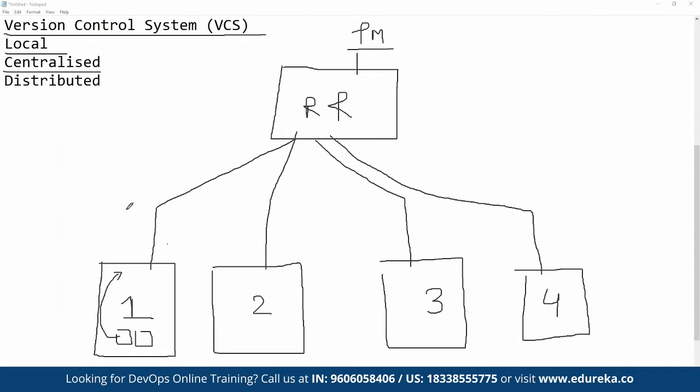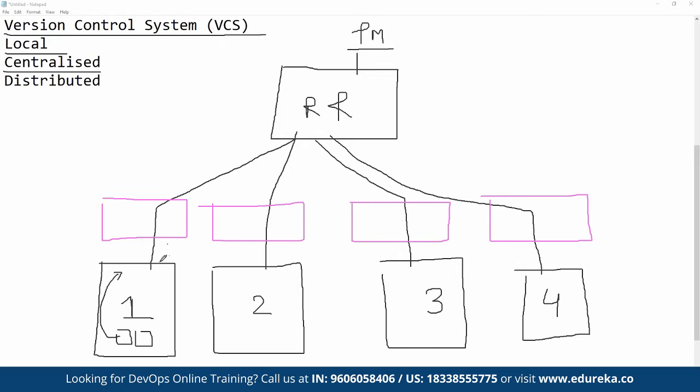Suppose the team is done developing, they're working on the code. So once they're done working on the code, instead of pushing their code directly to a remote repository, they can store their code in their own local repository first. For example, if we have made 5 different changes to 5 different files, they can upload all the changes and store them in something called a local repository.